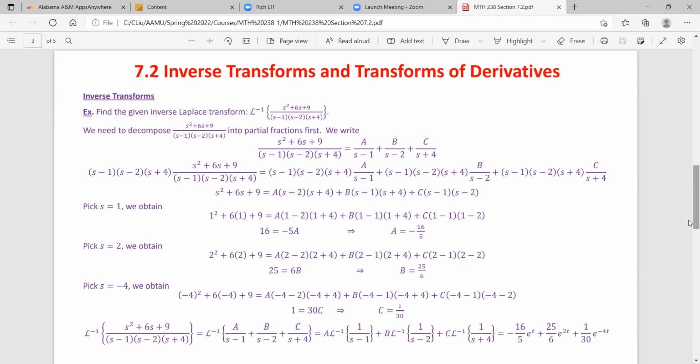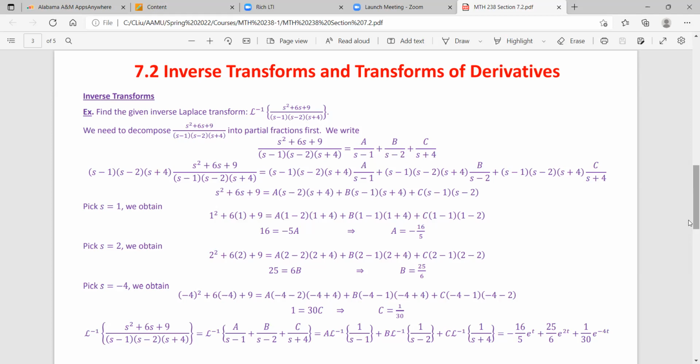And the inverse Laplace transform of 1 over s plus 4 is, you rewrite the fraction as 1 over s minus negative 4. So the inverse Laplace transform of 1 over s plus 4 is just e to the negative 4t, based on the formula. And then A, B, and C are just negative 16 over 5, 25 over 6, and 1 over 30. So then we got the final answer with those 3 terms.